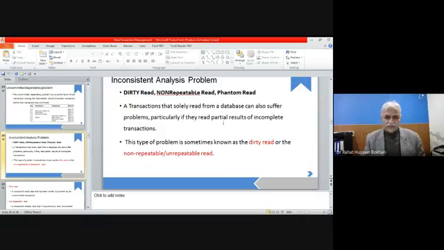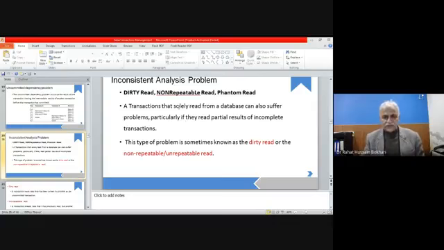So what problems may it suffer? It may be that the data from where I am reading is basically partial results of incomplete transactions. So we get that at that intermediate level. So this is basically a problem. This type of problem is sometimes a dirty read or non-repeatable read, or unrepeatable read.